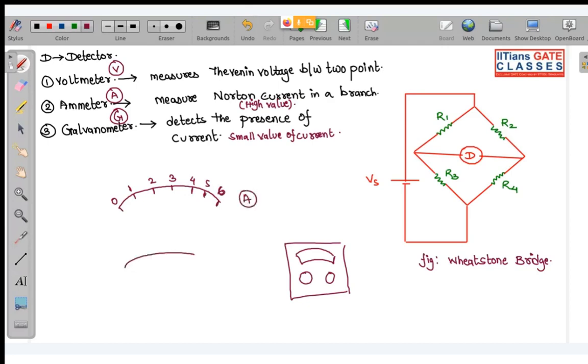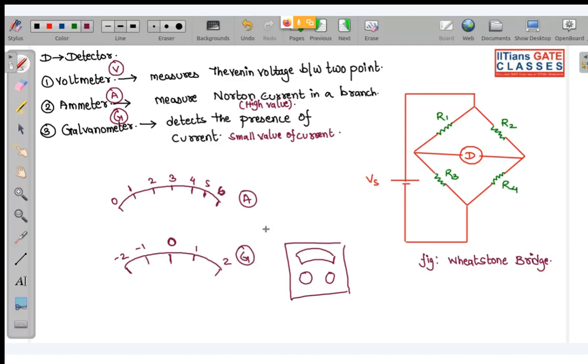Whereas for your galvanometer, it is something like this: 0, here it might be minus 1, minus 2, here it might be 1, 2. So galvanometer can detect the presence of current in both directions, whereas ammeter cannot. It can measure current in just one direction only. So this is one more difference between ammeter and galvanometer.